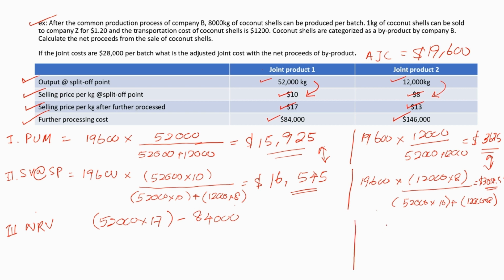And for the joint product 2, the net realizable value is equal to 12,000 multiplied by 13 minus 146,000. So the net realizable value for the joint product 1 after further processed is equal to 800,000, and the net realizable value for the joint product 2 after further process is $10,000. Now we can apportion the adjusted joint cost to joint products separately.